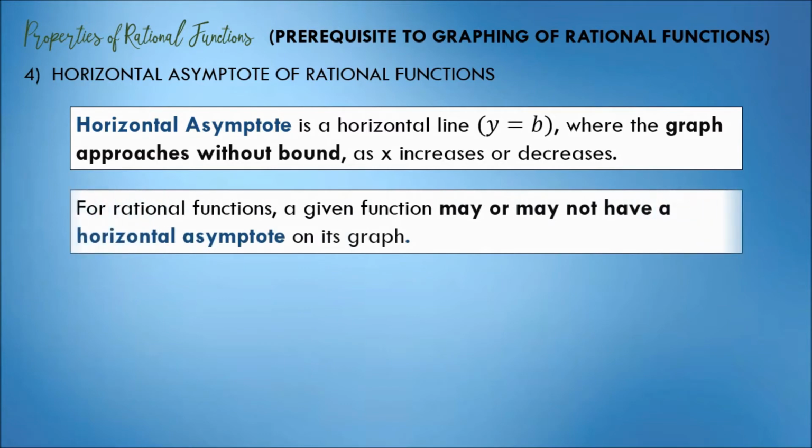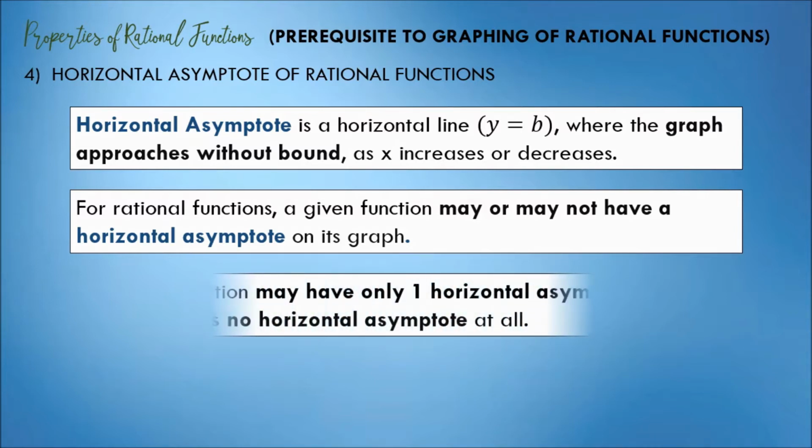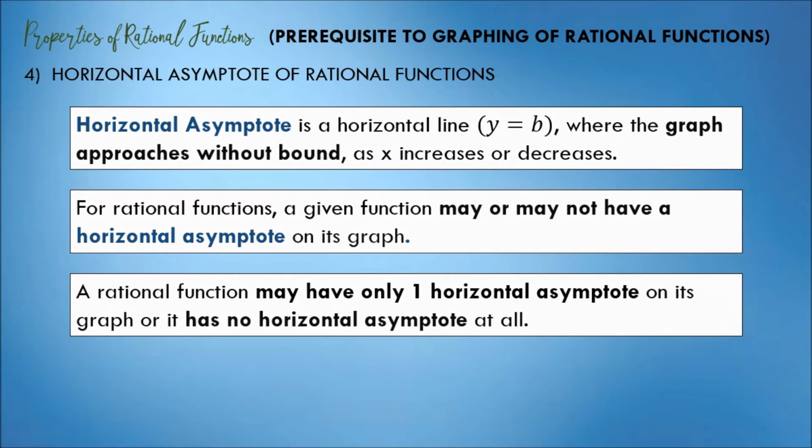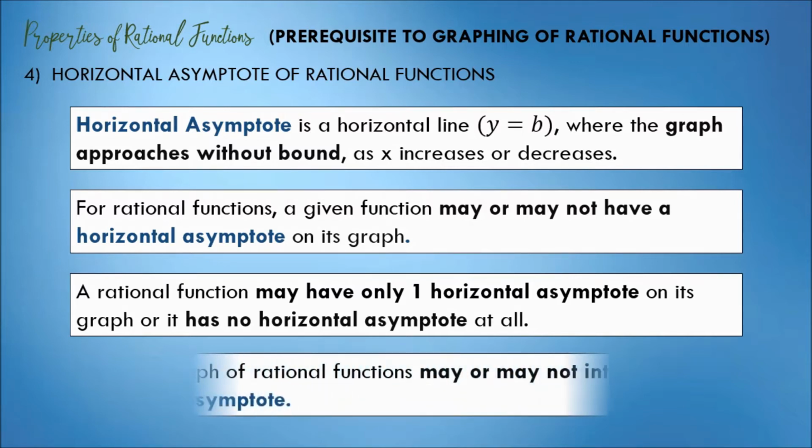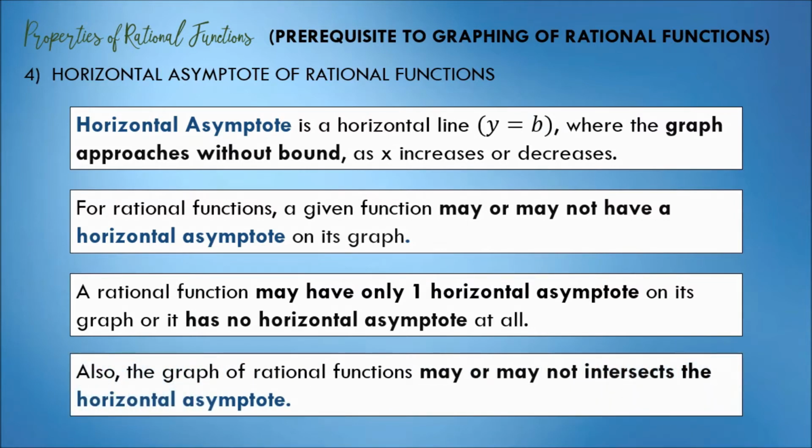For rational functions, a given function may or may not have a horizontal asymptote on its graph. Meaning, a rational function may have only one horizontal asymptote on its graph. Or, it has no horizontal asymptote at all. Also, take note that the graph of a rational function may or may not intersect the horizontal asymptote.